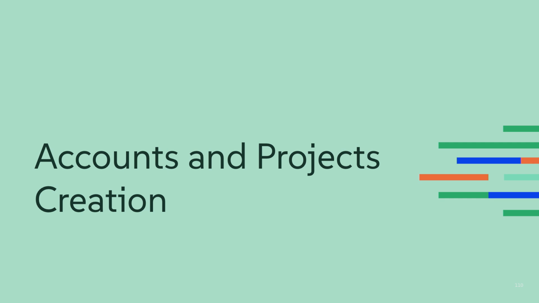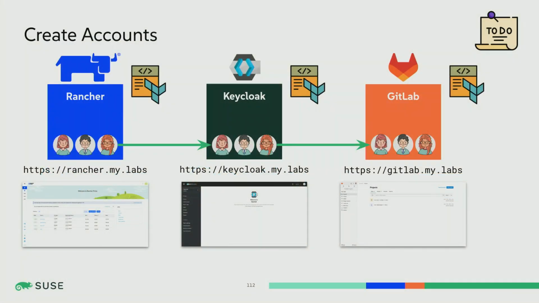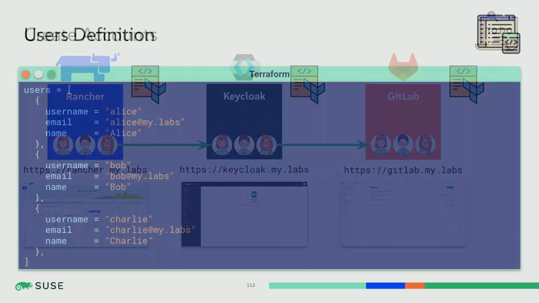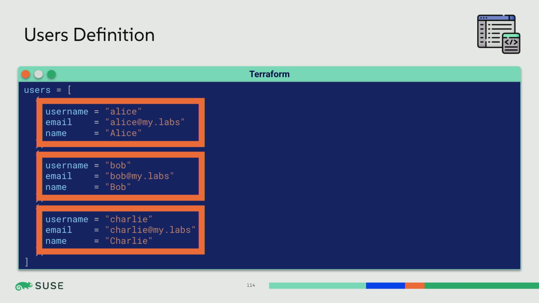So now let's create the account and the project for the developers. So first, the account creation. We'll do account creation for all components here, using the same chain as Dev already has, to connect the developer from GitLab to Rancher. To do so, first, I will define a user file in the HCL definition. That is straightforward, a list of users with their characteristics, so their name, email, and username.